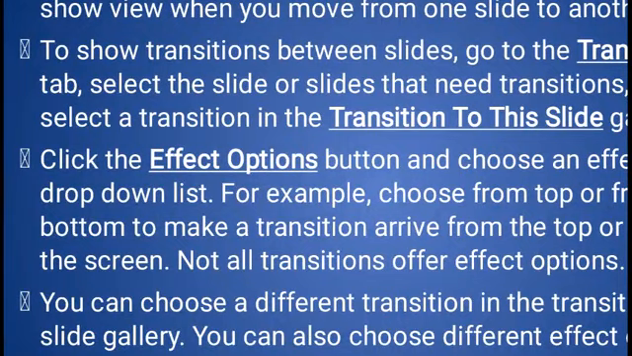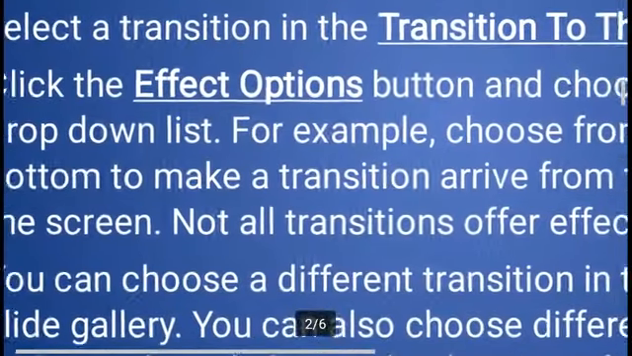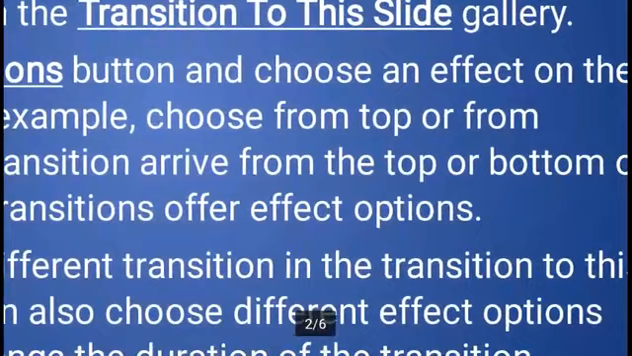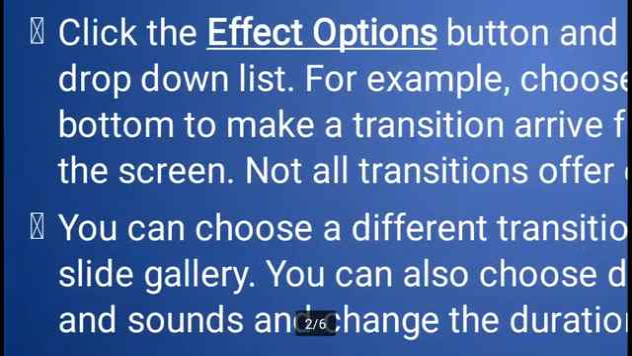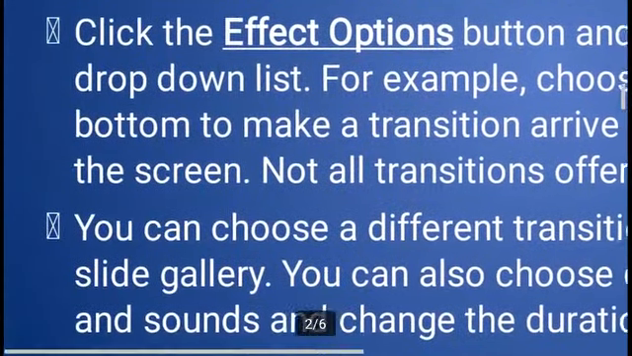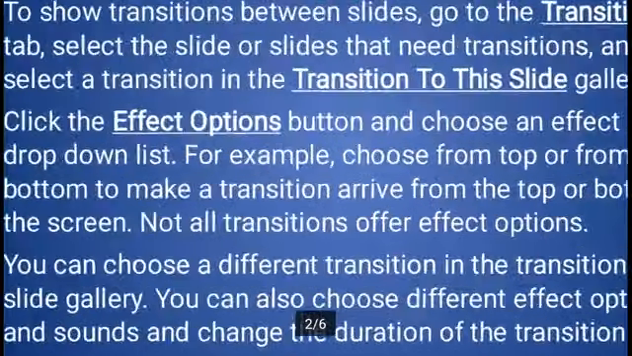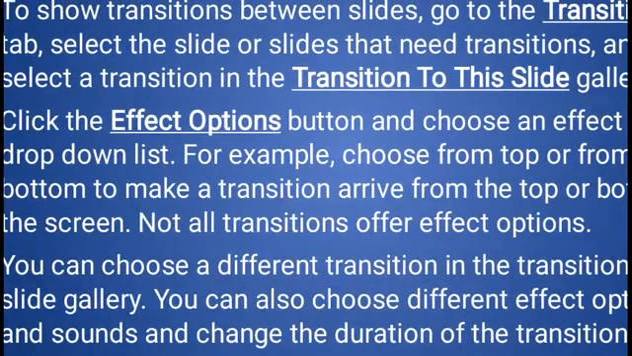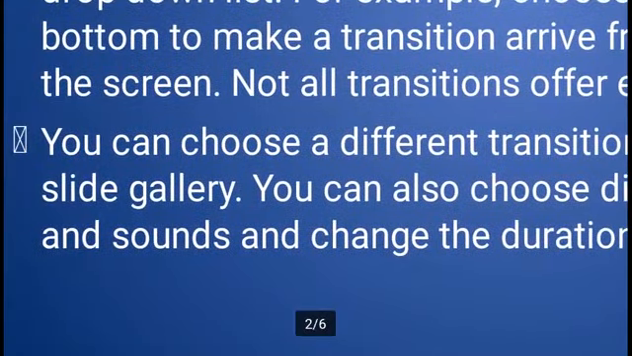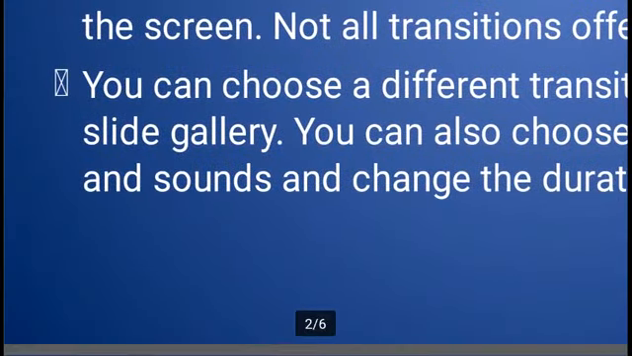We can do so many things with our transition animation, and choose an effect from the drop-down list. For example, choose From Top or From Bottom to make a transition arrive from the top or bottom of the screen. Not all transitions offer effect options. So the transition effect will come from the top position or from the bottom position.